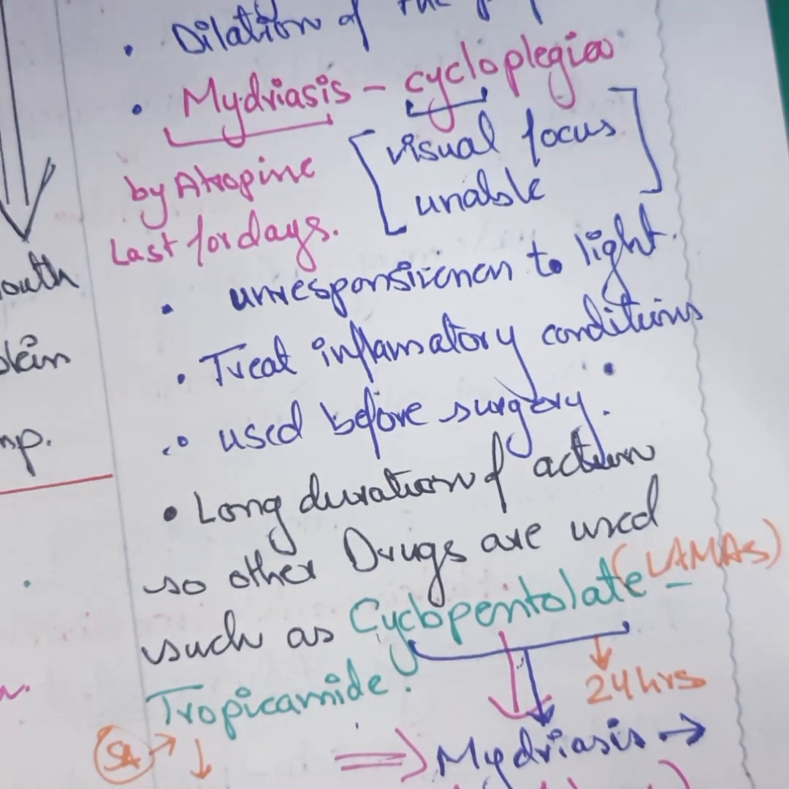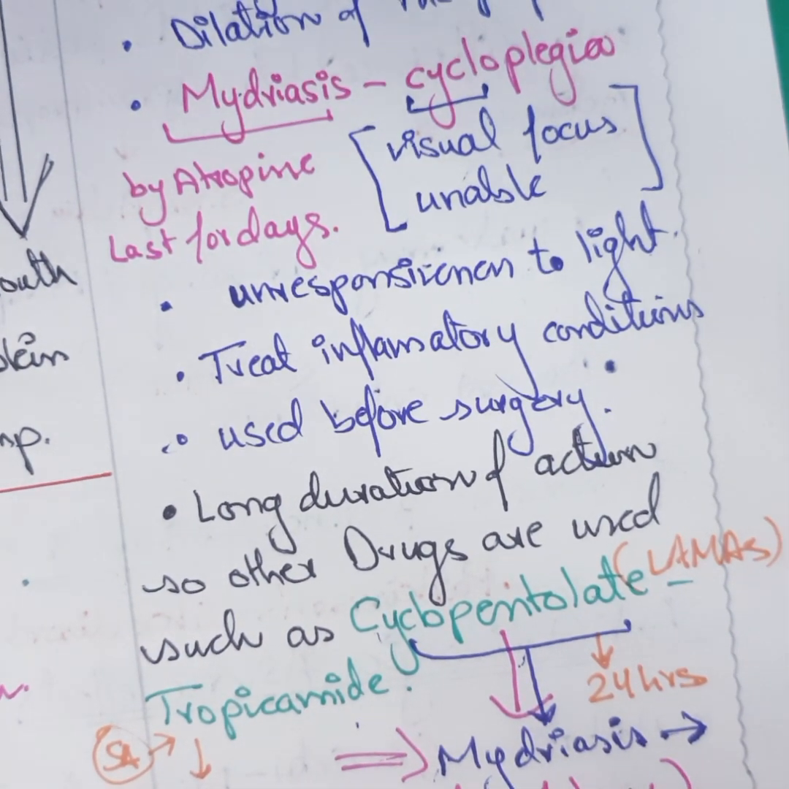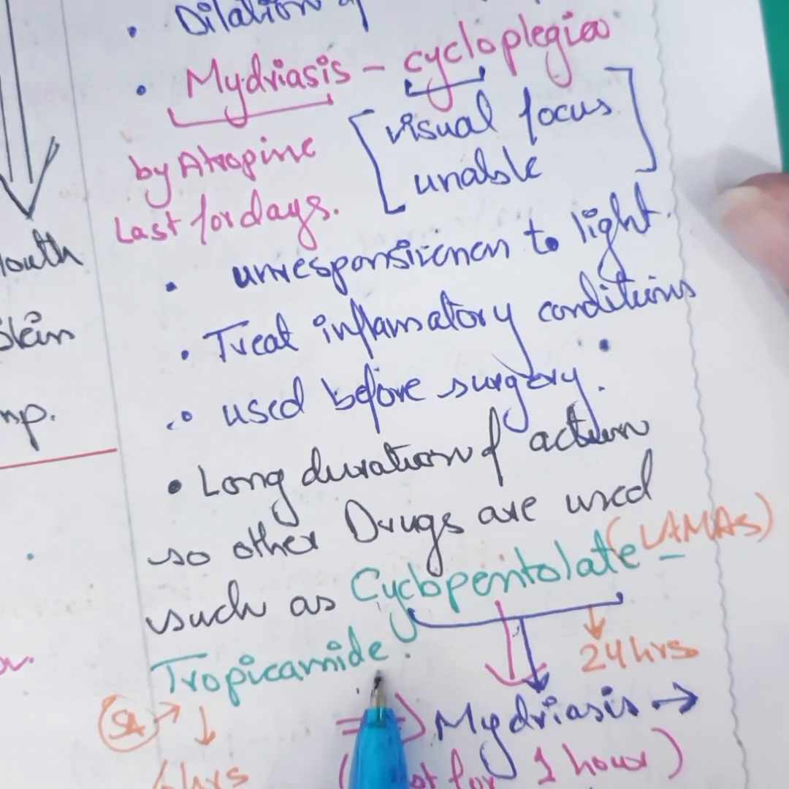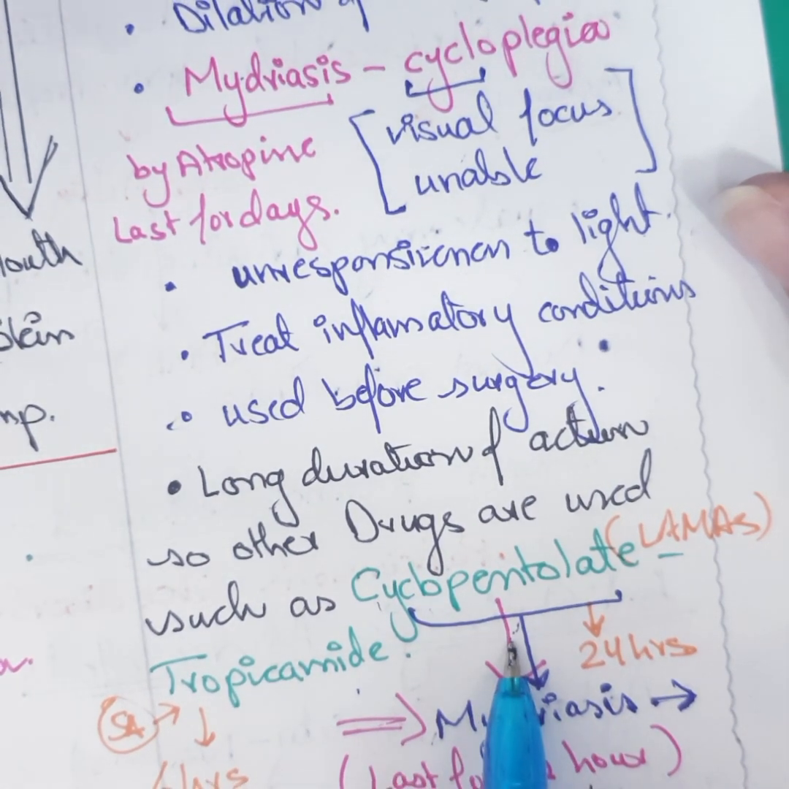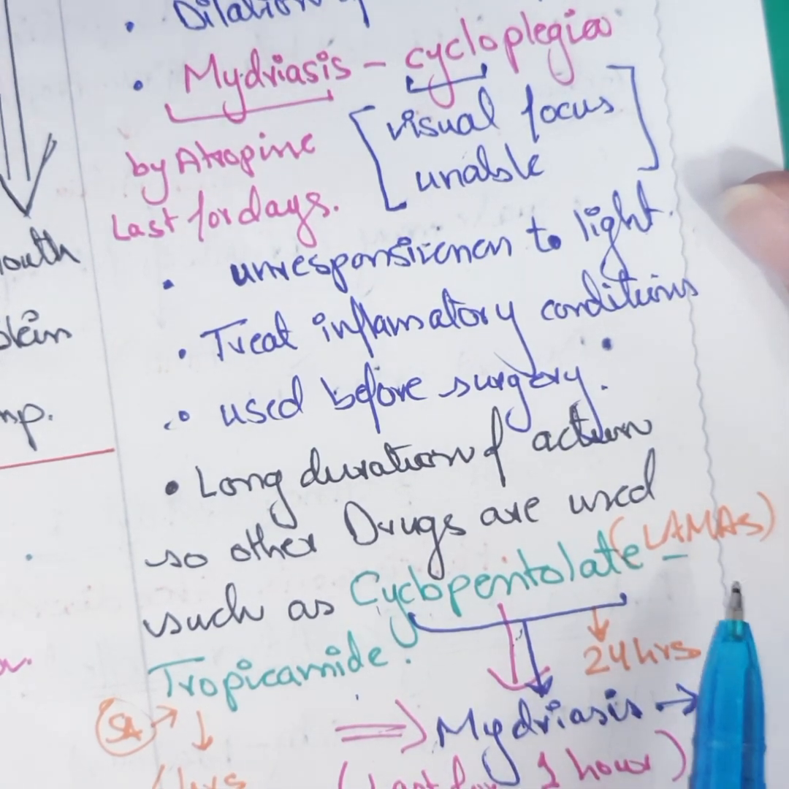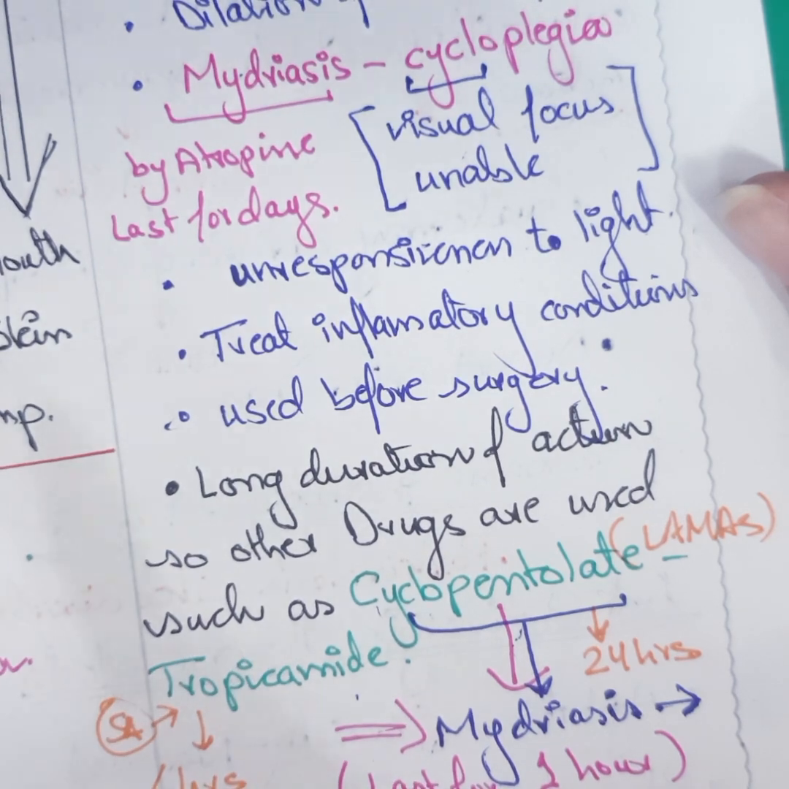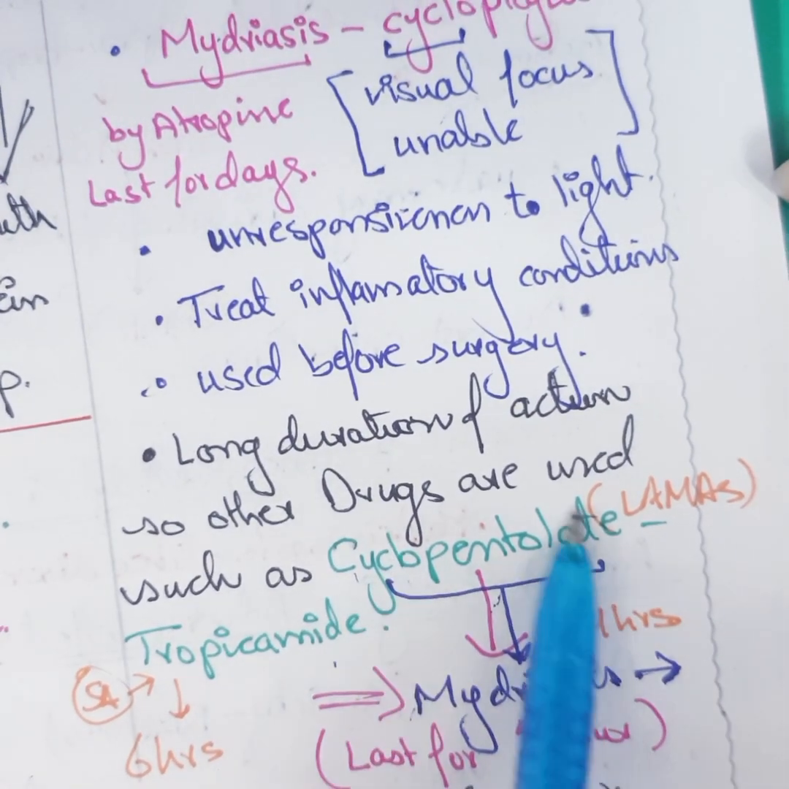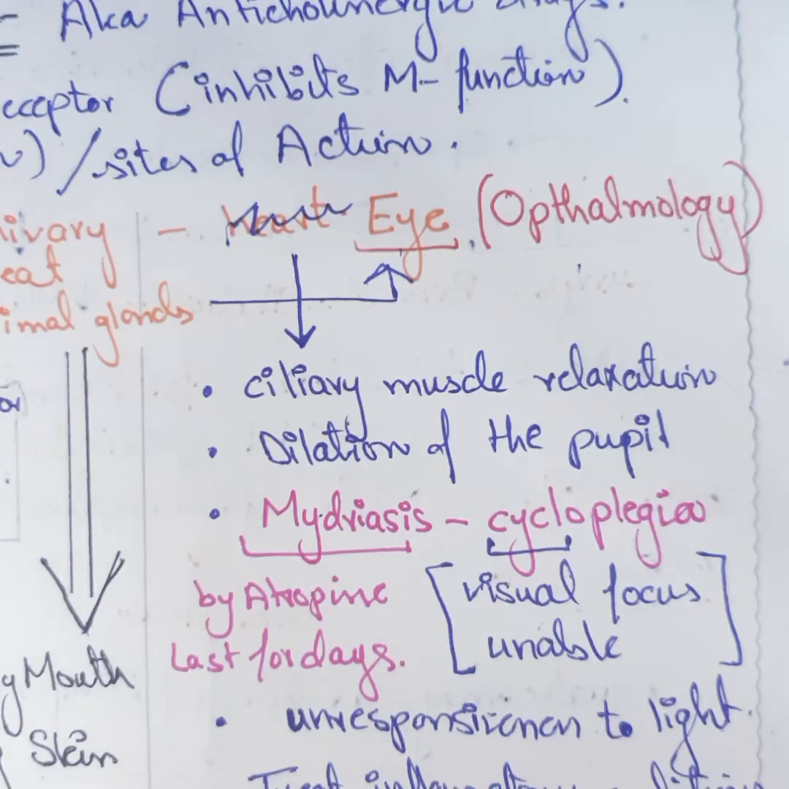Here, because of the longer duration of actions, atropine has been replaced by the cyclopentolate and tropicamide, because the only difference between the cyclopentolate and tropicamide is that this is the long-acting muscarinic agent and this is the short-acting muscarinic agent. Its effect lasts for only 6 hours, whereas the cyclopentolate, its duration of action is still for 24 hours.